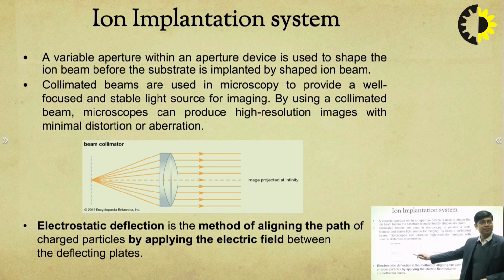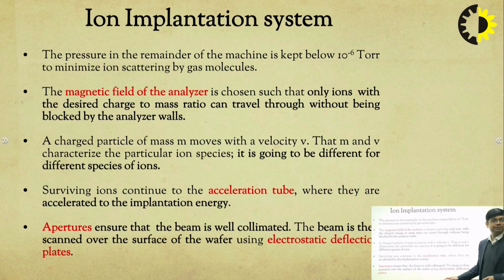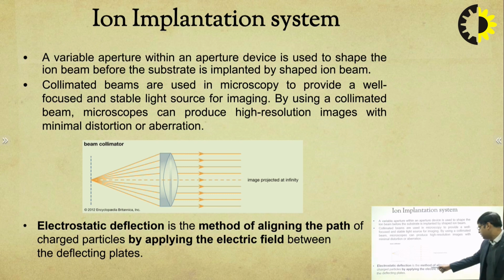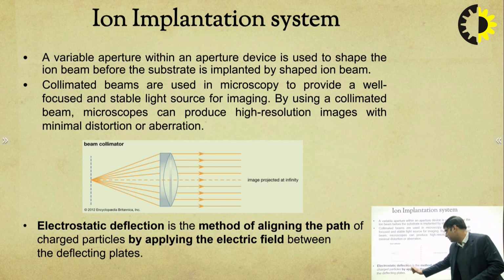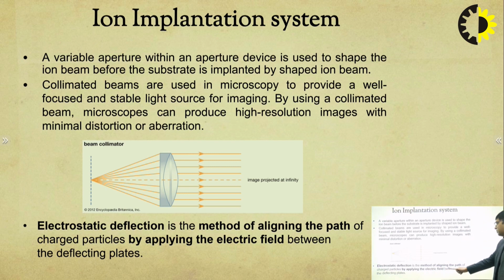We can see here the beam, with the help of the aperture, is well collimated, straight lines. Then we can see we are also using an electrostatic deflection plate mechanism. This method is used for aligning the path of charged particles by applying the electrostatic field between the deflecting plates.